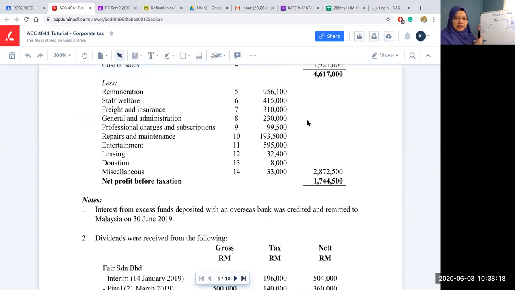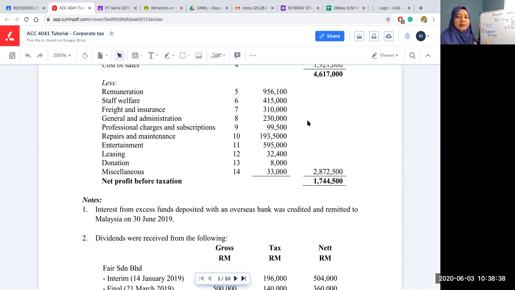You don't remember number one like that. Alright, so that is easier. When you want to refer, you look back. Okay, this is note number one, talking about interest. In this case, the interest is from overseas, right? So I would say interest from foreign. Why foreign? Because it's from overseas.